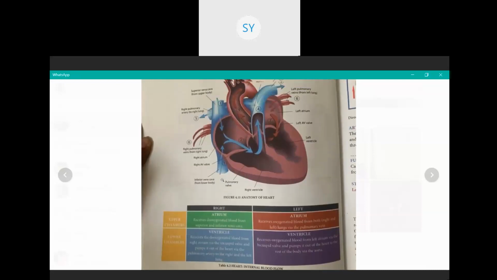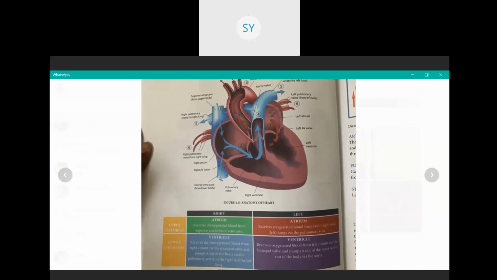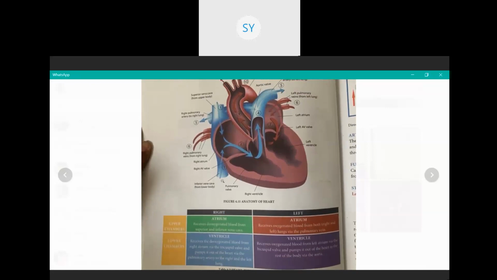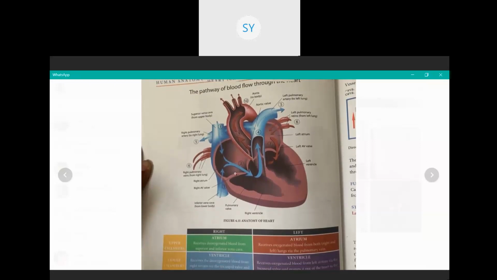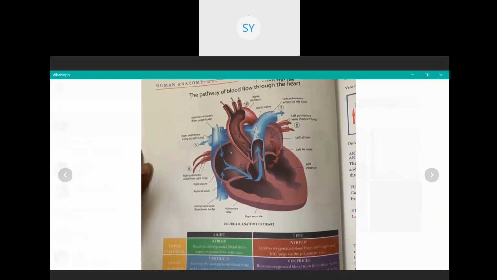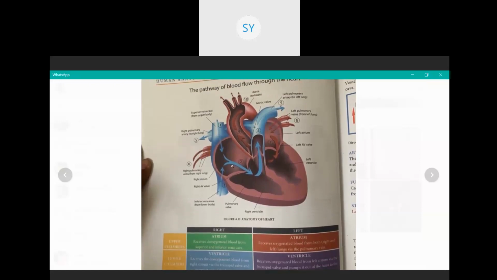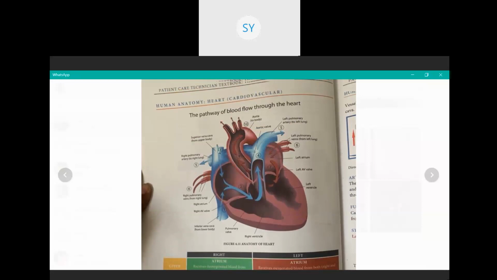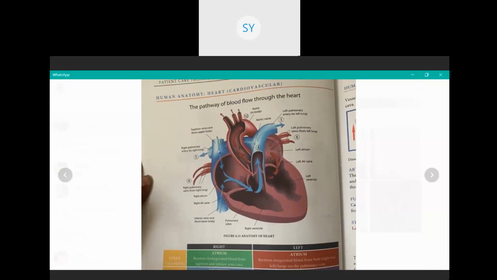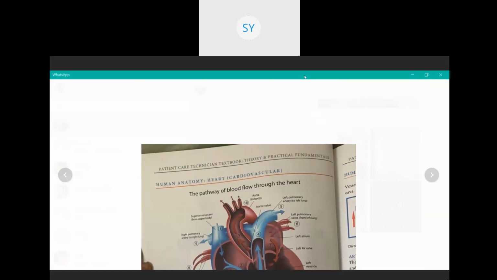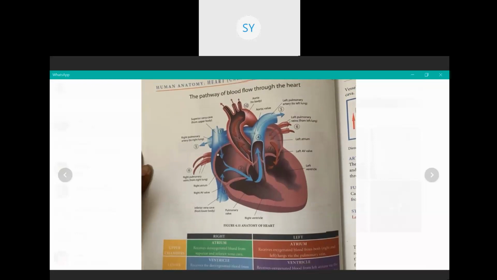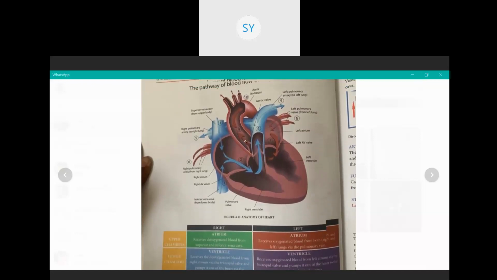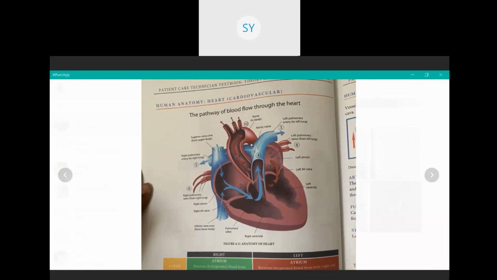But the deoxygenated blood coming from below, from your legs and abdomen, comes with the help of the inferior vena cava, and these two veins open in the same place, and this place is called the right atrium. See here, this is the right atrium. The blue portion is called deoxygenated blood, and the red portion is called oxygenated blood.